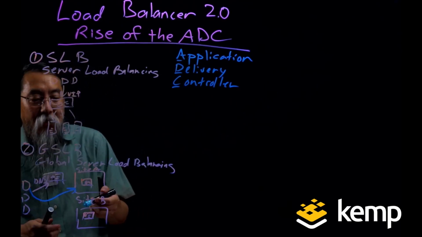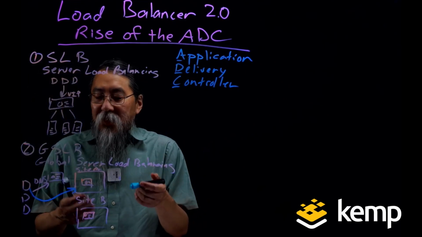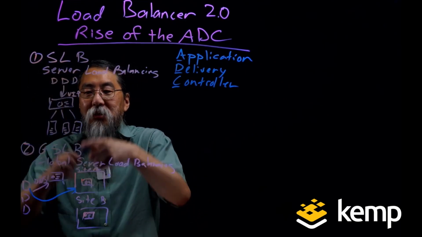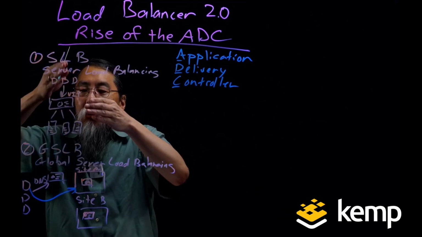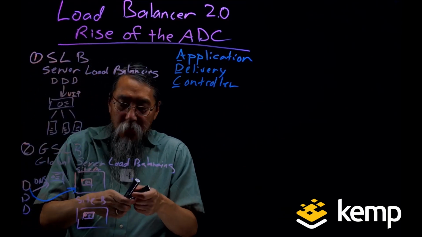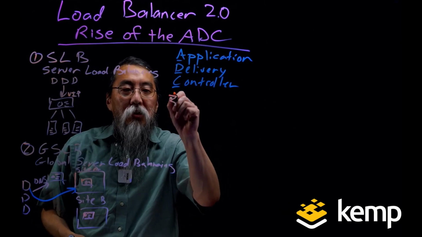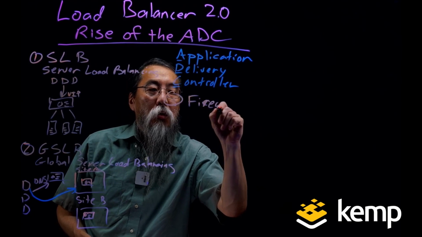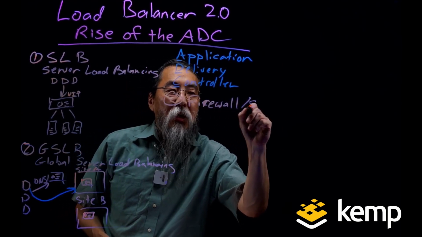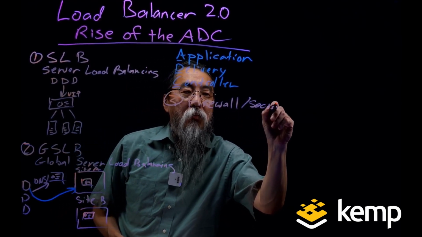And then soon after that, in the early 2000s, we're saying, you know what, load balancers, they're in this critical point in the network. They're sitting between the clients and the applications, and all the traffic's going through them. So let's start doing firewall or security to some degree.